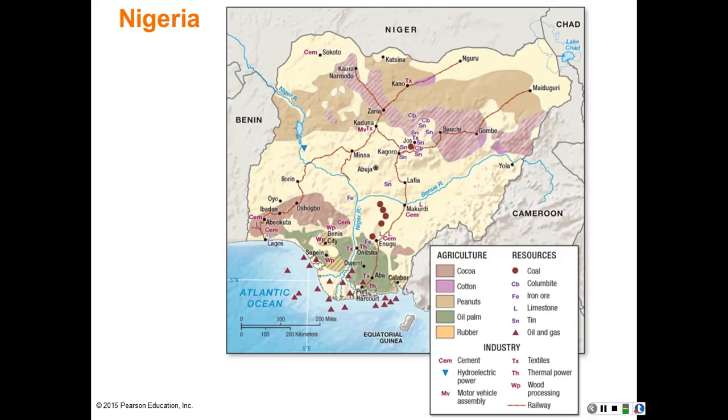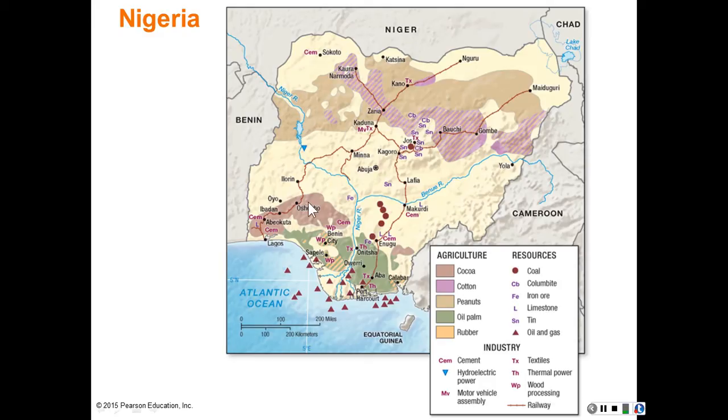Here we see a map of Nigeria and some of the production regions for agricultural and industry. We see the north strong in peanut and cotton production, with textile manufacturing. There also are tin mines and columbite in the north. Motor vehicle assembly plants are also a small economic boost.